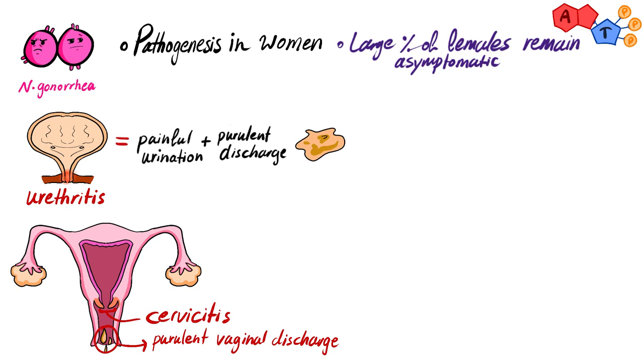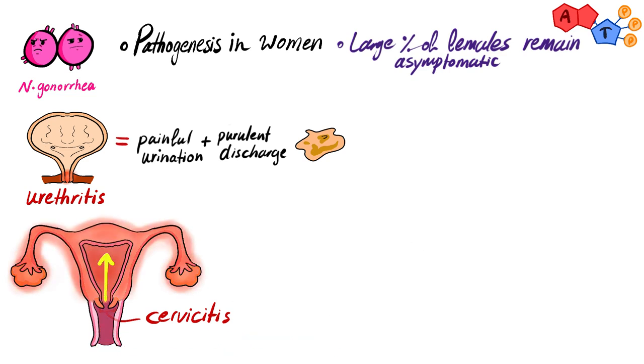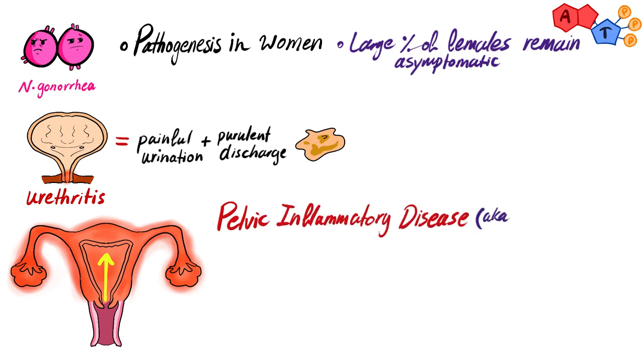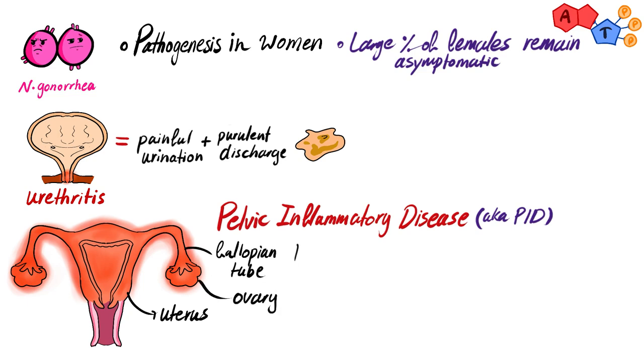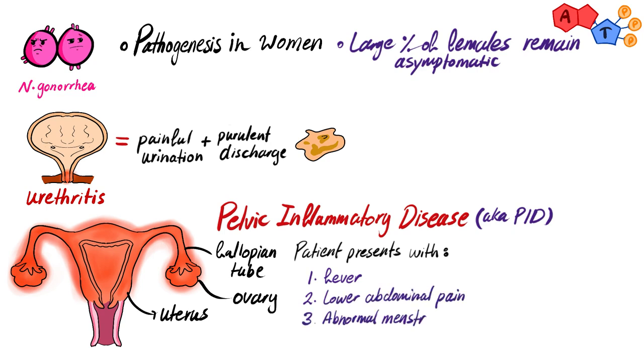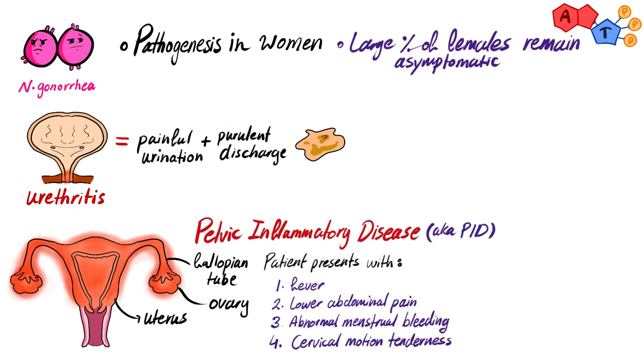What is important to remember here is that the infection of the cervix can ascend and cause pelvic inflammatory disease, also known as PID, which is inflammation of the uterus, fallopian tube, and the ovaries. PID patient usually presents with fever, lower abdominal pain, abnormal menstrual bleeding, and cervical motion tenderness. Cervical motion tenderness is the pain that is elicited when the cervix is moved by the doctor's examining finger, and it is a very important clinical sign for PID, so you have to look for it. It's good to note here that the presence of an intrauterine device, which is used as contraception, increases the risk of progression to PID.